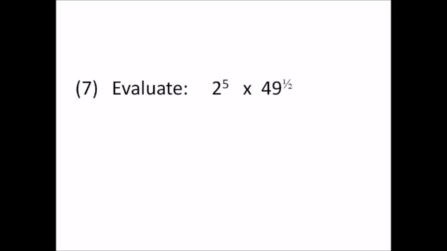Number 7, evaluate 2 to the power 5 times 49 to the power of a half. So work 2 to the power 5, work 49 to the power of a half, get your answers, multiply them. Bam, that would be your answer. Straightforward. Use your calculators.